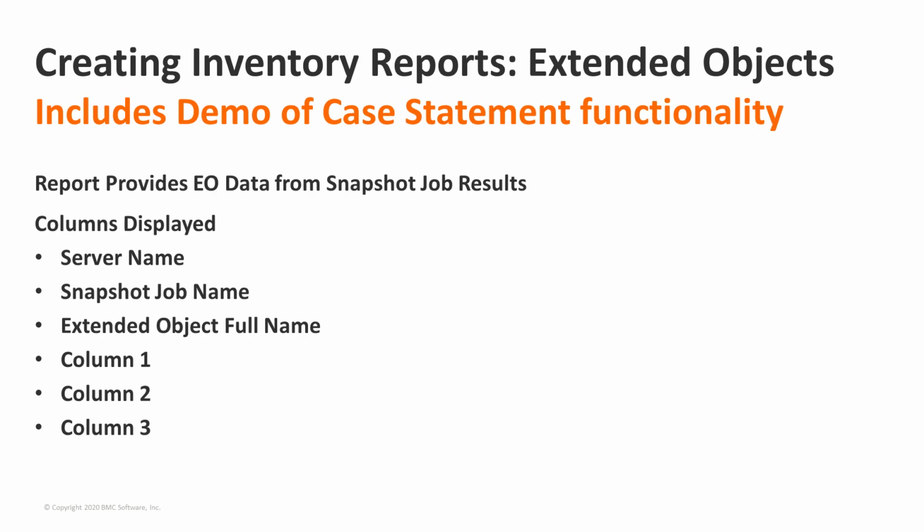Creating inventory report for extended object. This report includes a demo of case statement functionality. The report provides extended object data from the snapshot job result. Columns displayed in this report: server name, snapshot job name, extended object full name, column 1, column 2, column 3.